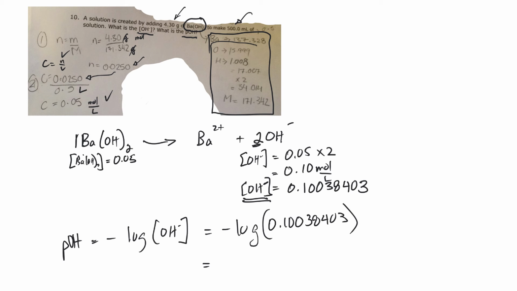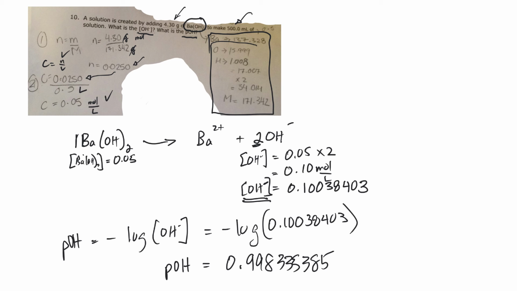Okay, so what number do I have there? So I have to negative log that guy. I have to hit the log button and then hit a negative sign. Where's my negative sign? Oh, I got it. So this would be 0.998335385, and it's a pOH.